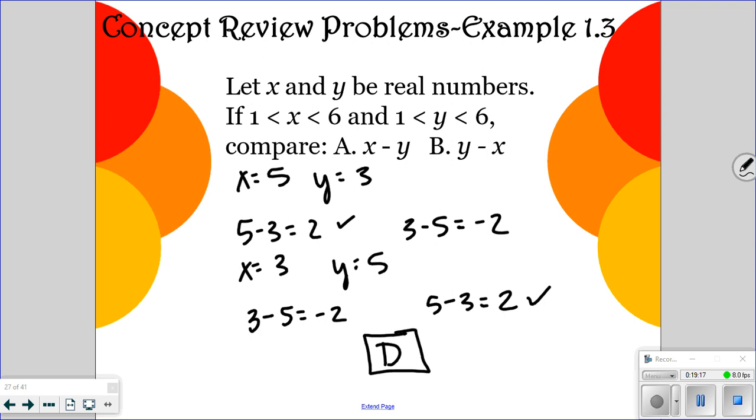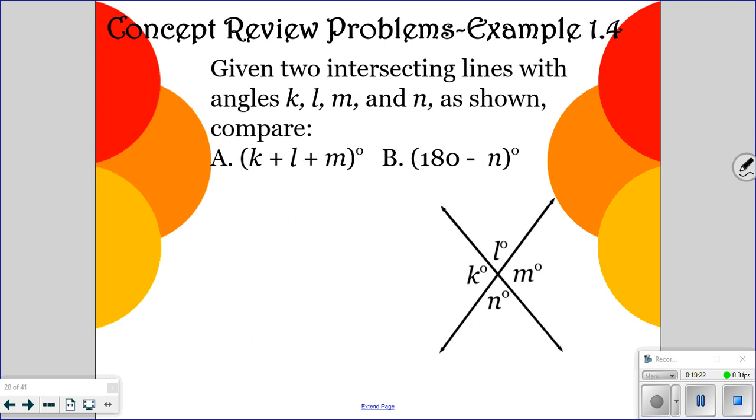Okay, so now we're going to look at another one. Given 2 intersecting lines with K, L, M, and N as shown, compare these. So I want y'all to try this one by yourself, and then unpause the video and I'll go over the correct answers.